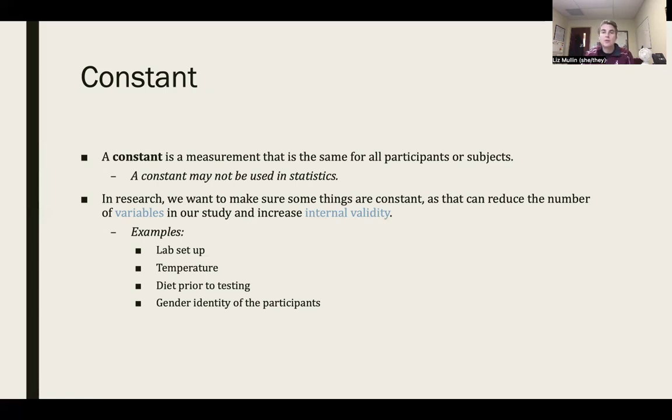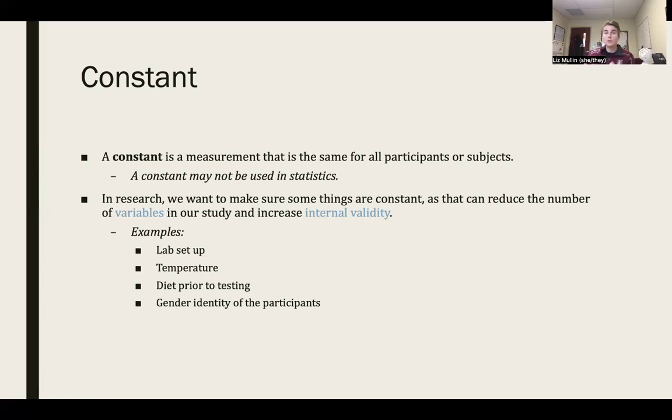Another thing that we might keep as a constant is the lab setup. So I want the lab to look exactly the same when somebody walks in. I want the temperature and the humidity to be the same when they're performing whatever test or intervention I'm having them do. Maybe before they came to the lab, I want them to eat the exact same food during the 24 hours prior so that they have a constant diet leading into the study, so we don't think food plays a role.